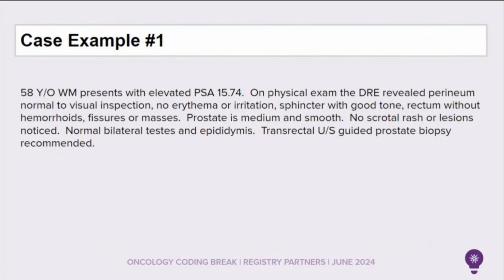Here we have a 58-year-old white male who presents with an elevated PSA of 15.74. On physical exam, the DRE revealed perineum normal to visual inspection, no erythema or irritation, sphincter with good tone, rectum without hemorrhoids, fissures, or masses. The prostate is medium and smooth. There were no scrotal rashes or lesions noticed, and normal bilateral testes and epididymis. Transrectal ultrasound-guided prostate biopsy was recommended.